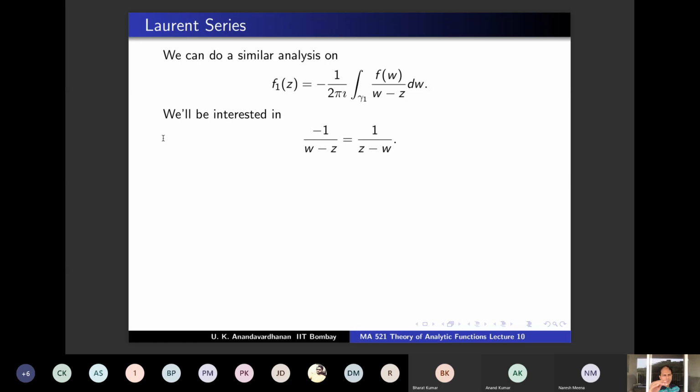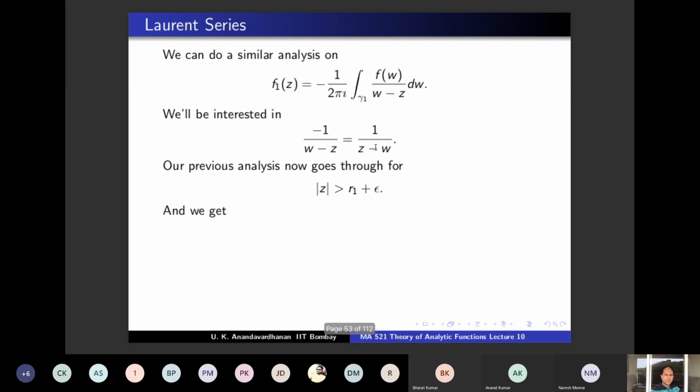So it's the opposite of what happened in the previous slide. The previous analysis went through for mod z less than R2 minus epsilon. Because of this negative sign, the analysis goes the other way. I mean, the analysis should be on the other part. So it should be outside the circle, outside the disk D(0, R1) as epsilon goes to 0. So outside the disk D(0, R1), you are getting analyticity, holomorphicity.